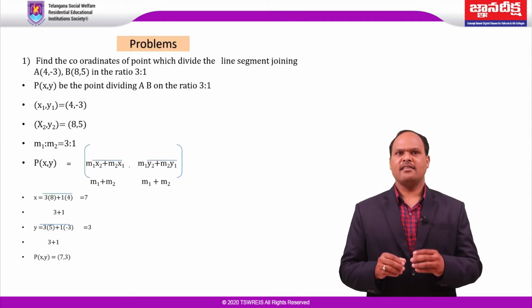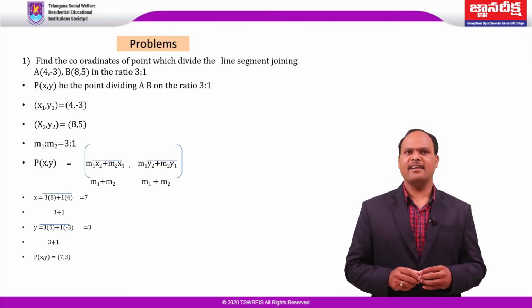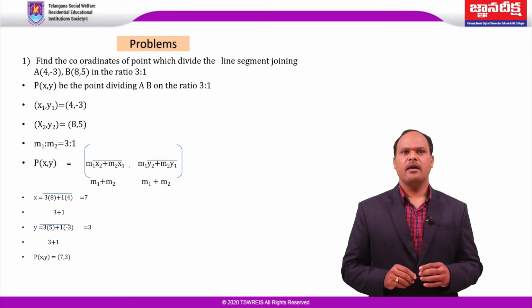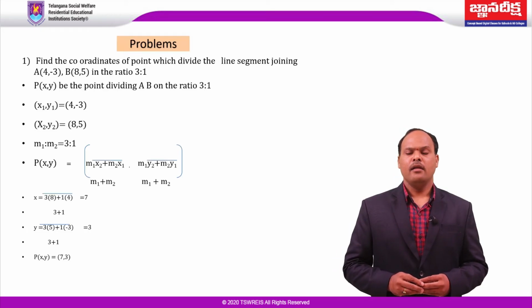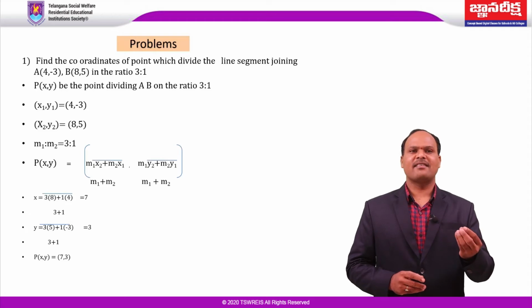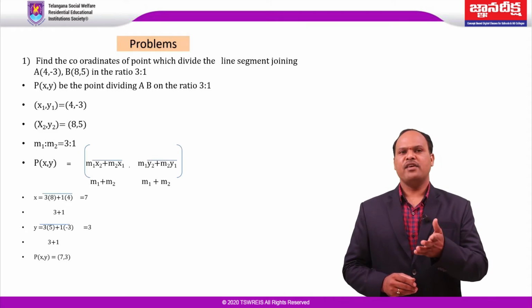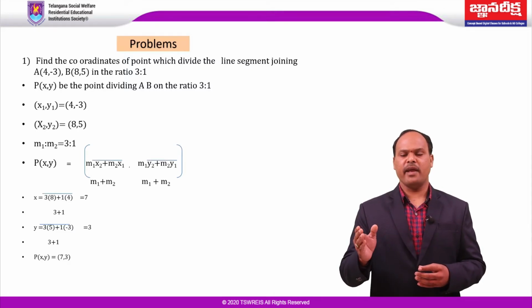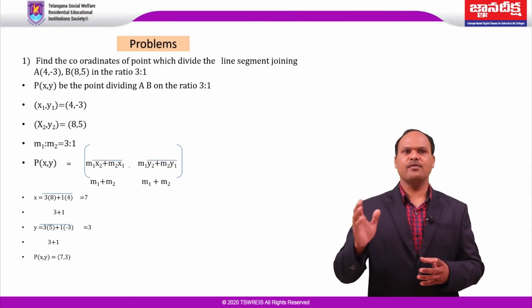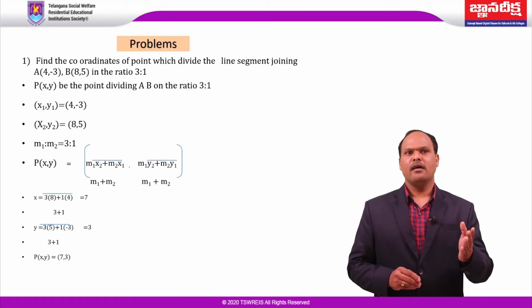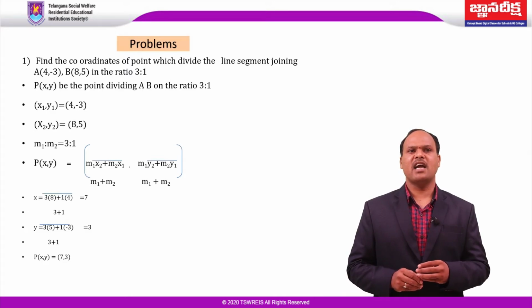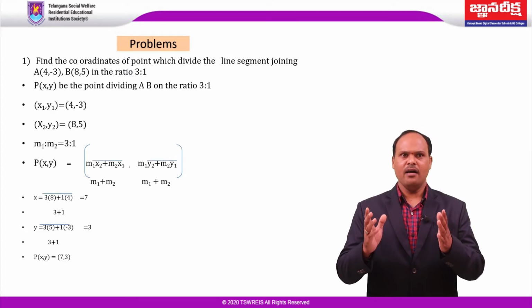Find the coordinates of a point which divides the line segment joining the points A (4, -3) and B (8, 5) in the ratio 3:1. So here I am taking the point P (x, y) which is dividing AB in the ratio 3:1. Here 3:1 means m1 is to m2, how much? 3:1. And the first point A (4, -3) we can take as x1, y1. Second point B (8, 5) we can take as x2, y2.